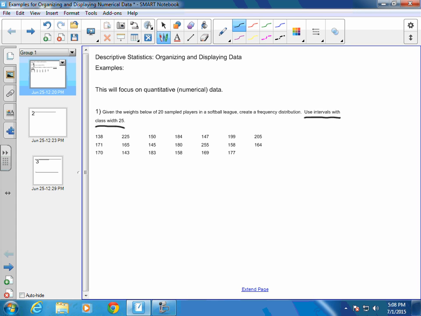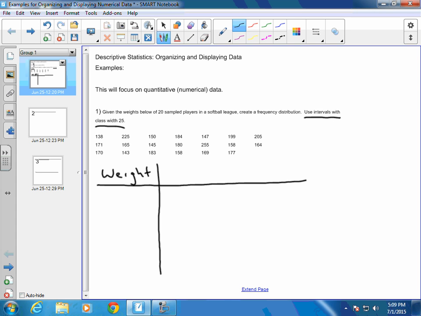So an interval with class width 25 means that we don't want to list all the possible weights out. What we want to do is categorize them into different intervals. So let's start. We'll make our table here with the first column being weight. Now I don't think I want to start with something like 138 or 131. I want to pick some round numbers.